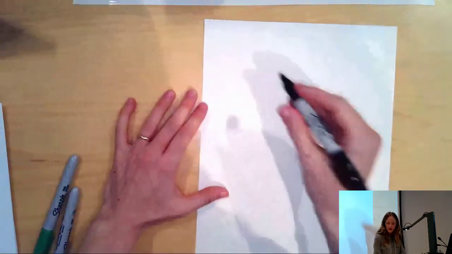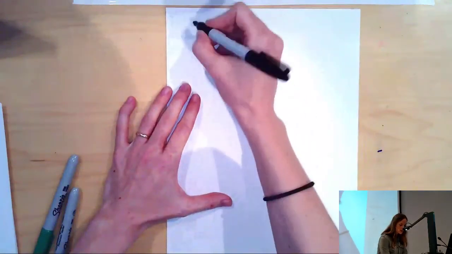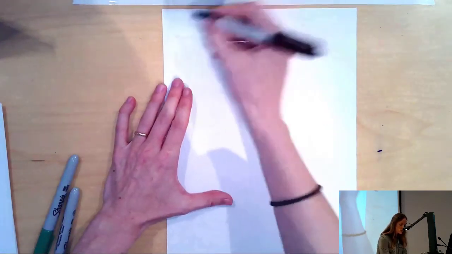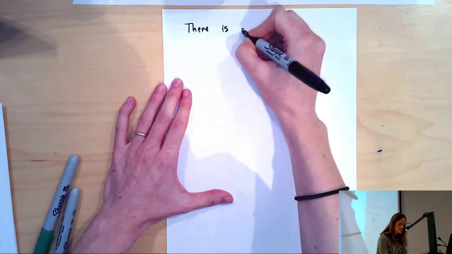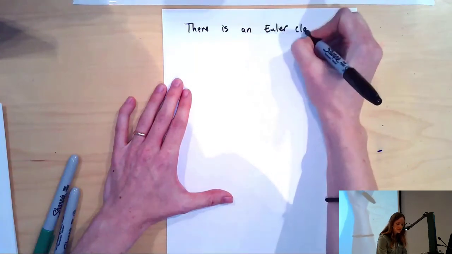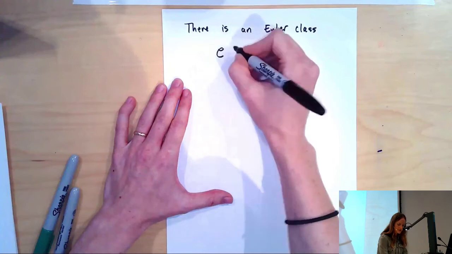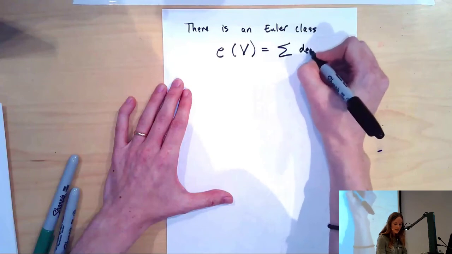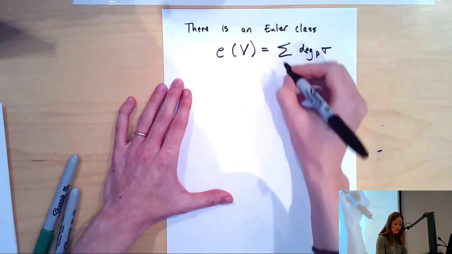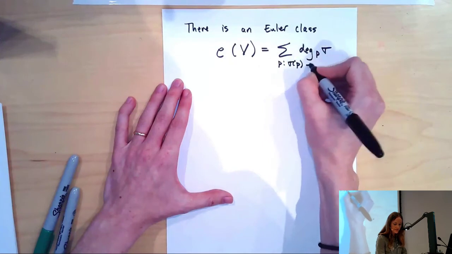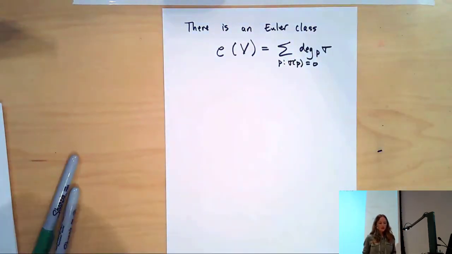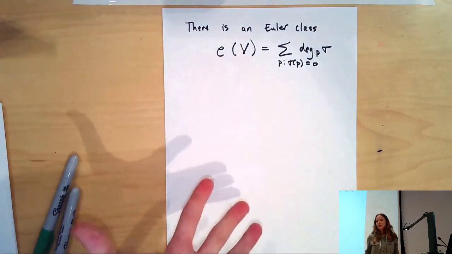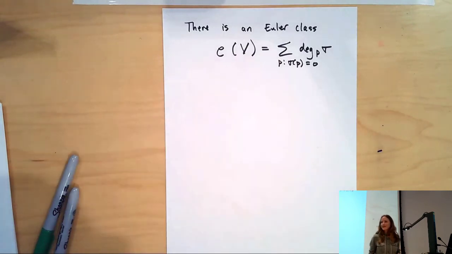There is an Euler class in this context. We're going to talk about this more, but there is an Euler class E for a relatively oriented vector bundle, and it'll be a sum of local degrees of a section. And so let's believe that the proof that we started with will produce another result in this context. And what result does it produce?